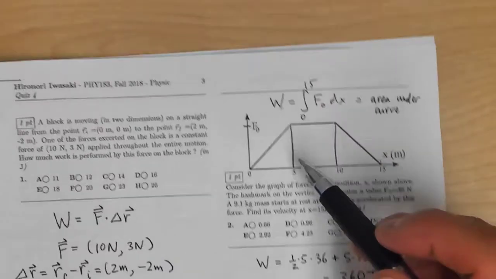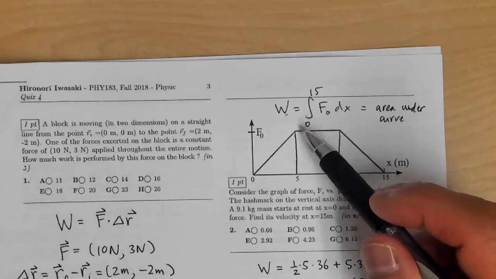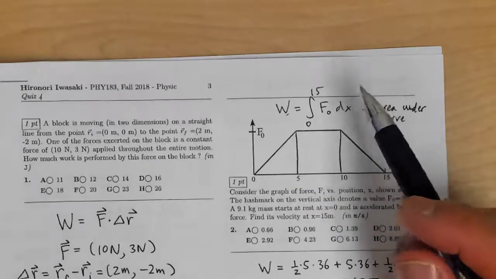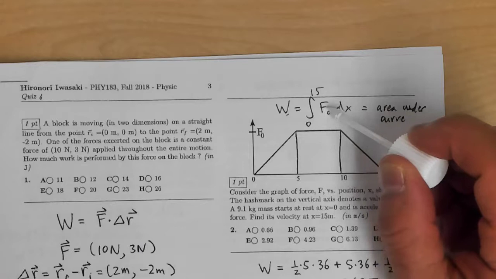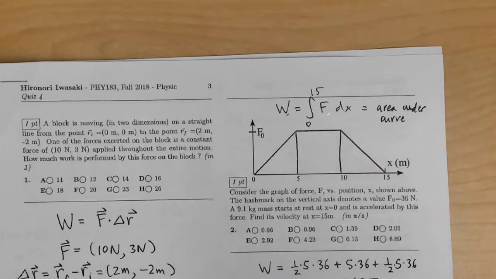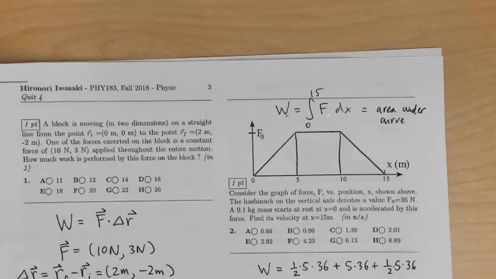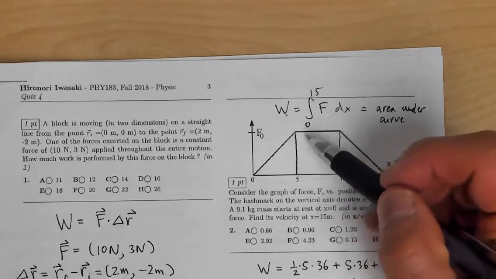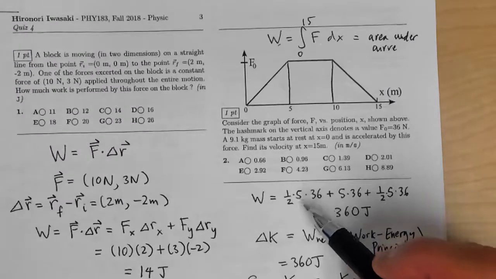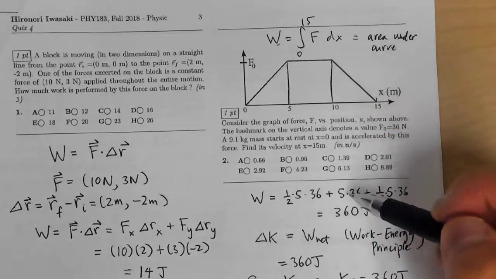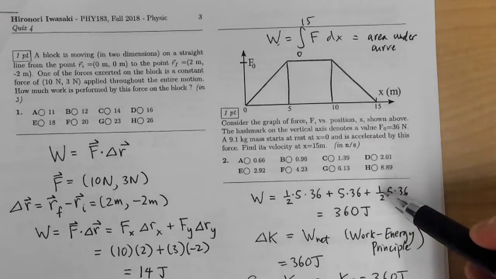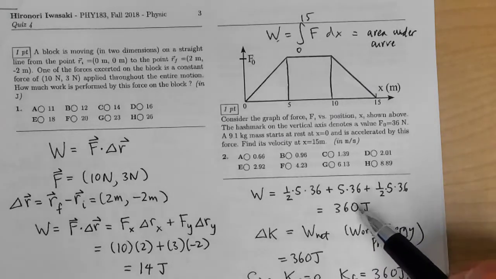So the work done by this force is just the integral of the force. We shouldn't say F0, there should really say plain old F. It's the area under the curve. So we have this triangle here, whose area is going to be 1/2 times 5 times the height, which is 36. And we have this block here, which is 5 times 36. We have this triangle, which is 1/2 times 5 times 36. That comes to 360 joules.